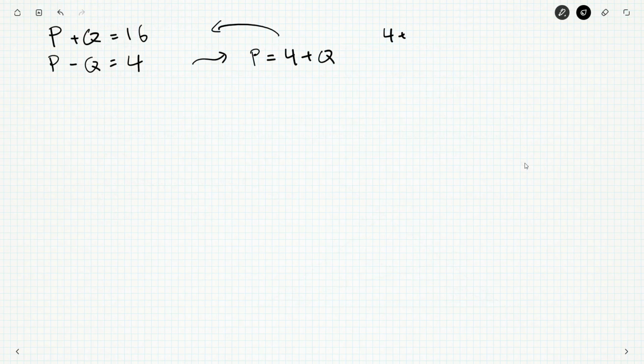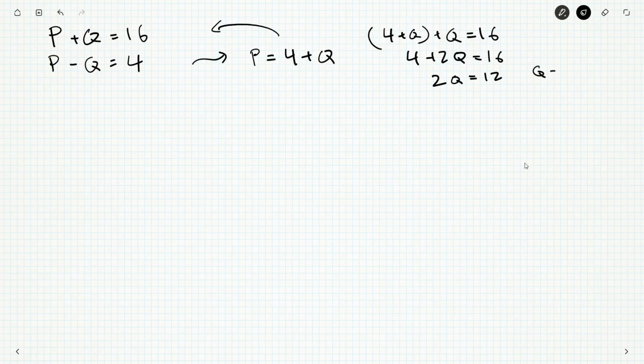So 4 plus Q is equal to 16. And if I were clever about this, I would have solved for Q in terms of P, but we are where we are. So 2Q is going to be equal to 12. Q is going to be equal to 6. Now we take that and plug it back into this. P is going to be 4 plus 6, or 10. And that's a fine way to do it.